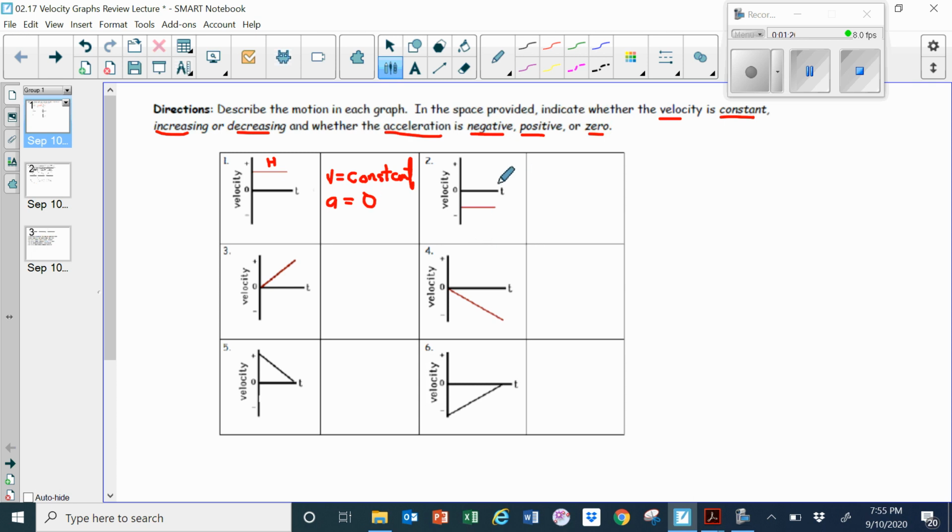Okay? So let's go to this one. Well, here, the velocity is constant again, isn't it? Except in this case, here the velocity is constant, and I'm going to add something here. It's positive, right? It's a positive constant velocity, but the acceleration is 0. Here, it's also a constant.